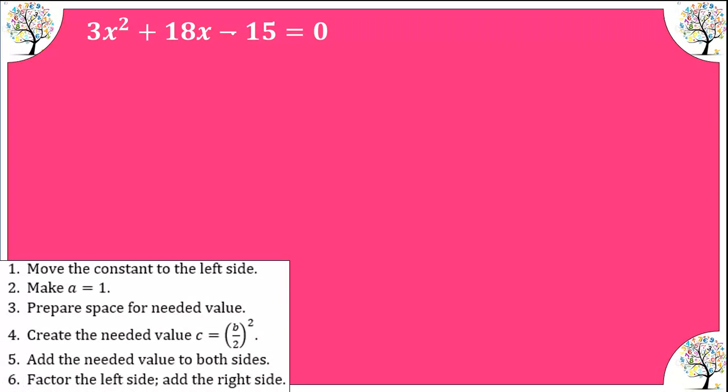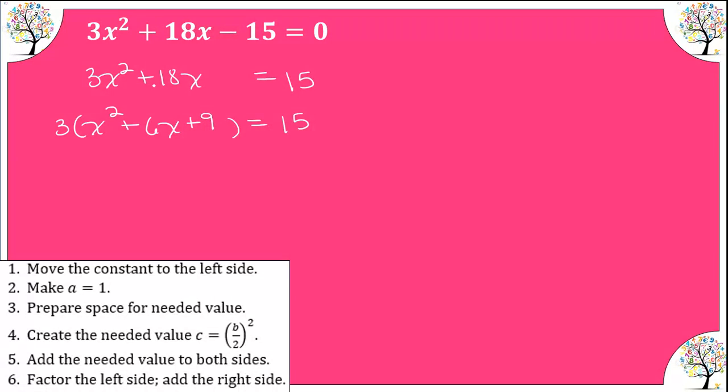We're going to move our minus 15 by adding 15 to both sides. We're going to make our a value 1 by factoring out the 3 from the two terms on the left only. We're going to take half of b and square it to create our perfect square trinomial. Half of 6 is 3, and 3 squared is 9.